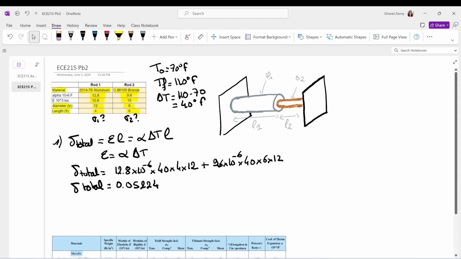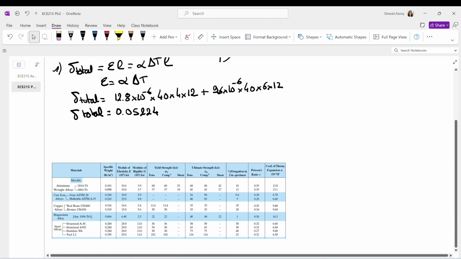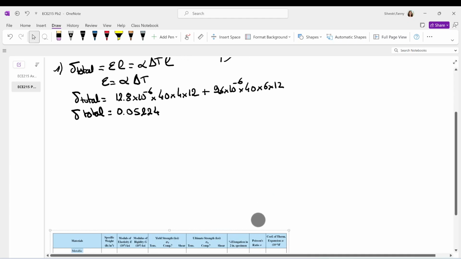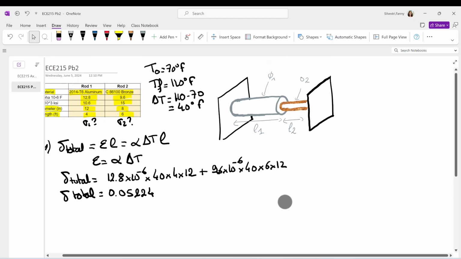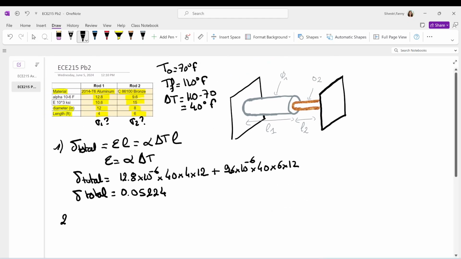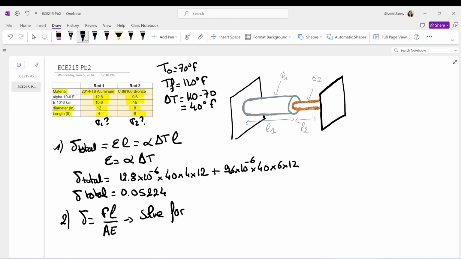Step number 2. Let's move that down a little bit. For step number 2, we will use the formula that we learned in the previous examples. That is delta equals F times L, the force times L, divided by A times E. And what will we solve for? We will solve for the force F, the force F inside. If we look on the side, we have the big one and the small one.